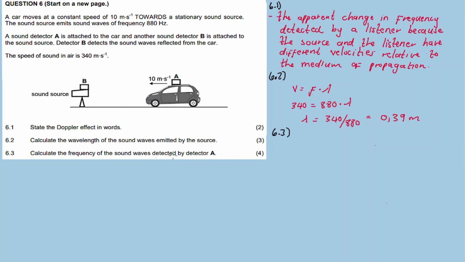6.3: calculate the frequency of the sound waves detected by detector A. The frequency of the listener is given by this formula, where v is the speed of sound, v_L is the velocity of the listener, which is 10, f_s is the frequency of the source, and the velocity of the source is zero because it is stationary. Since detector A, the listener, is moving towards the sound source, we use the plus sign.